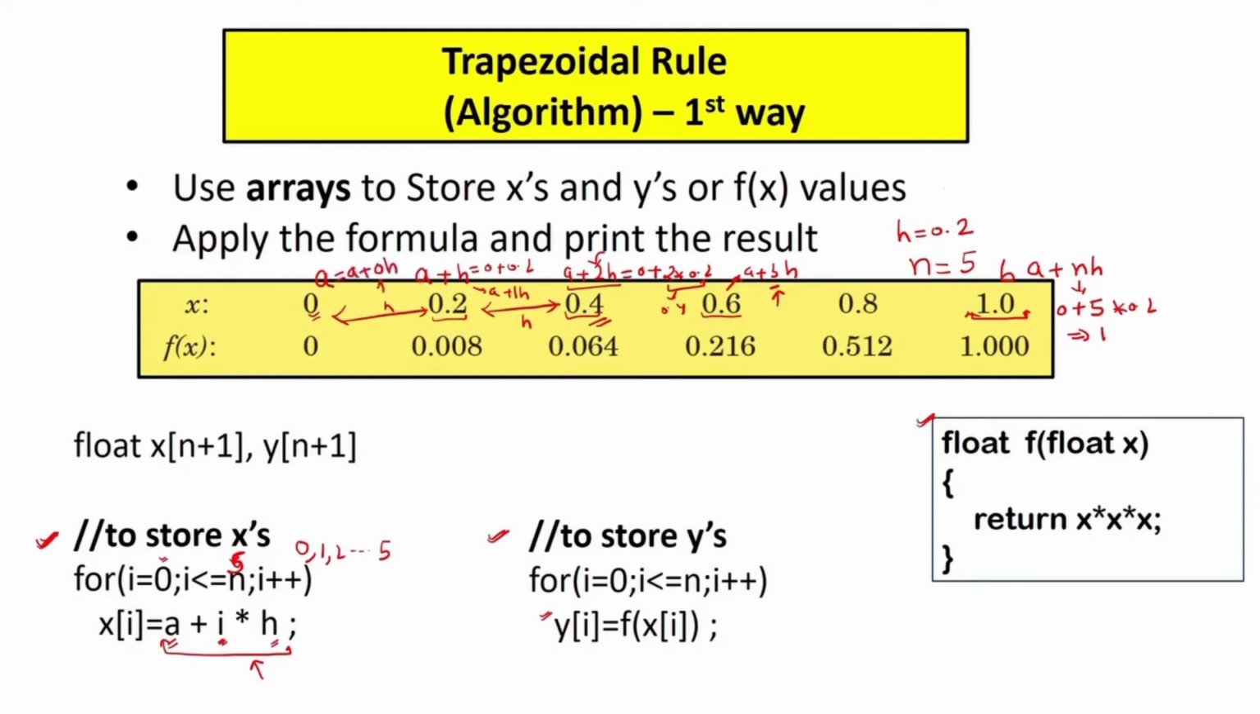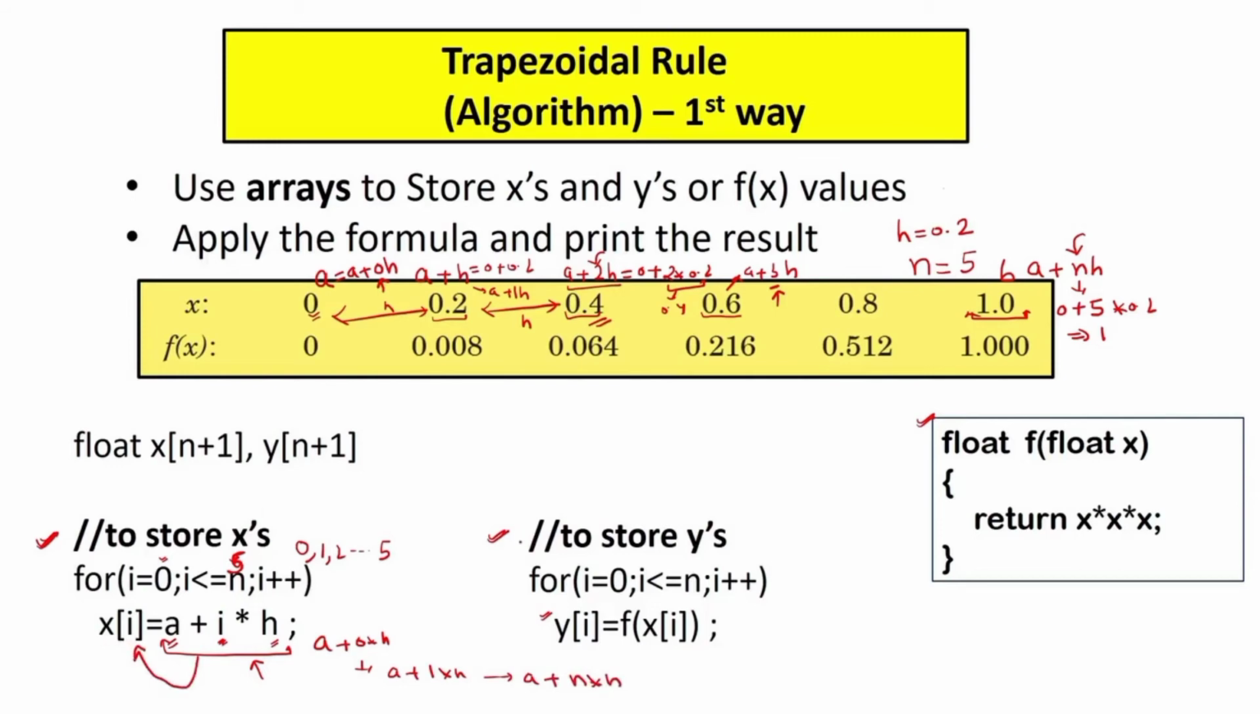So the initial value of i will be 0 and the last value of i will be n. So this is a plus i into h. That means it will be a plus 0h. Then in the next iteration, it will be a plus 1 into h. And at the last, it will be a plus n into h. In this way, all the values are getting stored inside your x array.